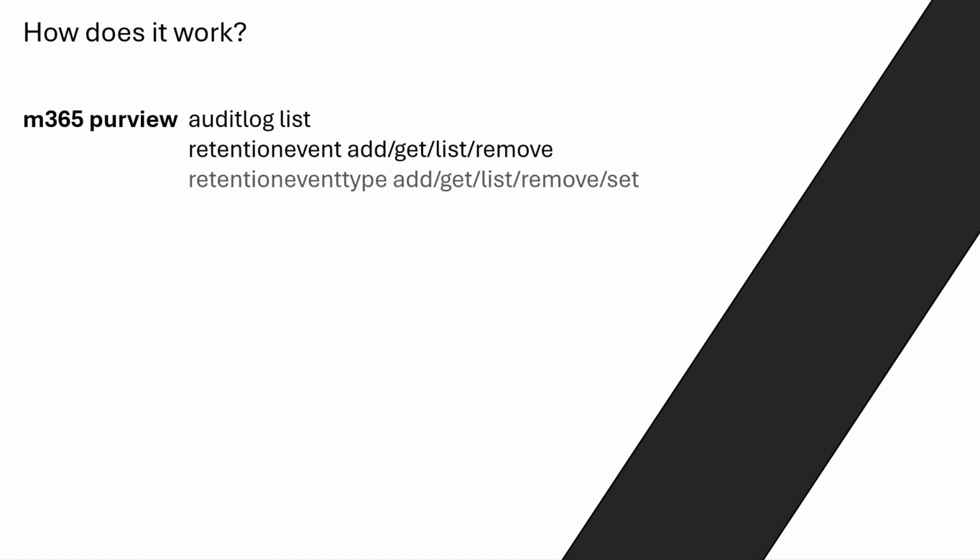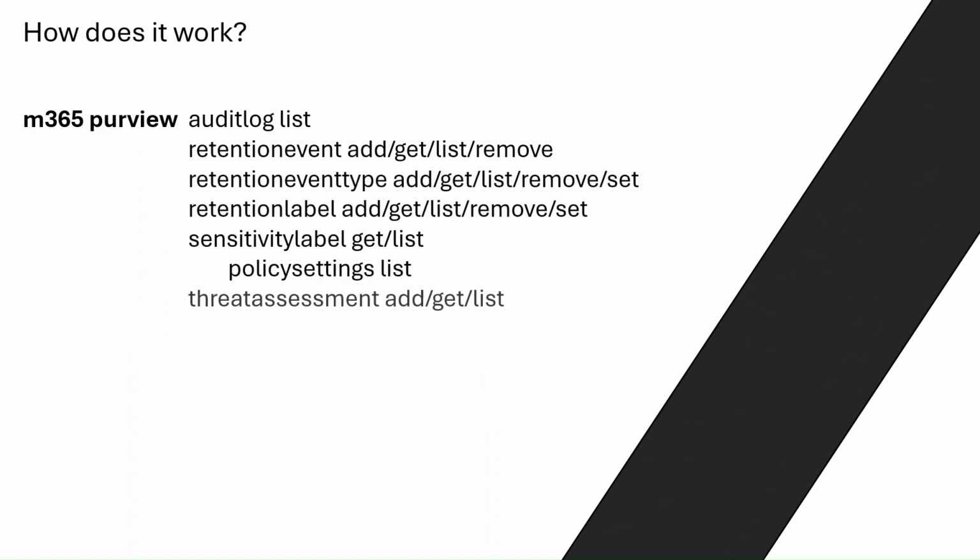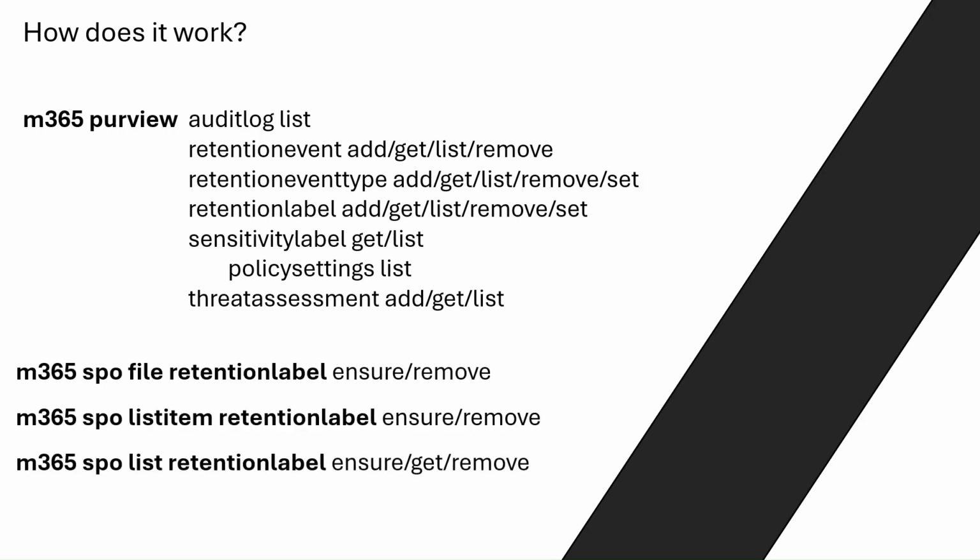And how can we use CLI to actually manage Purview? Well, we have the Purview section or area or whatever you want to call it in the CLI for Microsoft 365 command. And as you can see, we have audit log, retention events, retention labels, sensitivity labels, threat assessment, and then on each SPO artifact like list item, files, and lists, you can ensure, so basically add or check if those retention labels are there, or you can remove them.